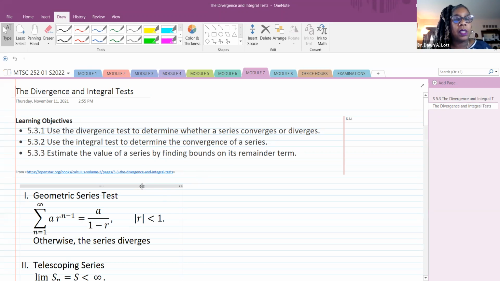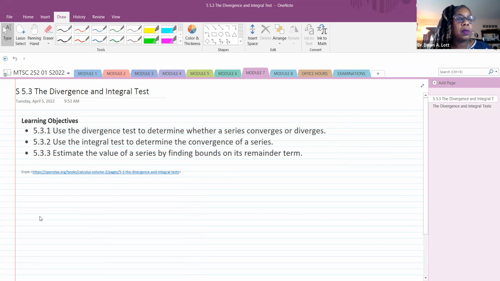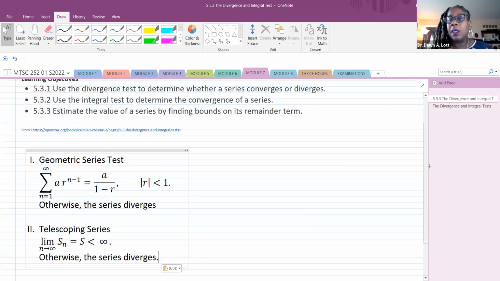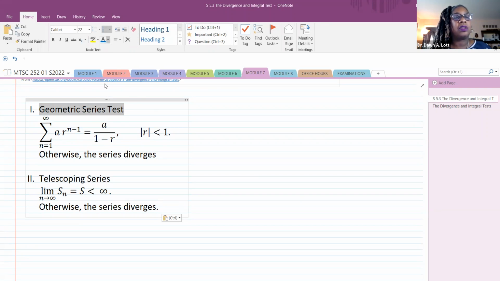Okay, so let's just do a simple review here. What we've done so far is we've looked at the geometric series test. And for the geometric series test, we said that this geometric series had to be in a specific form. That was a times r to the n-1, and it actually sums to a over 1 minus r if the absolute value of r is less than 1. Otherwise, if the absolute value of r is greater than or equal to 1, the series diverges.